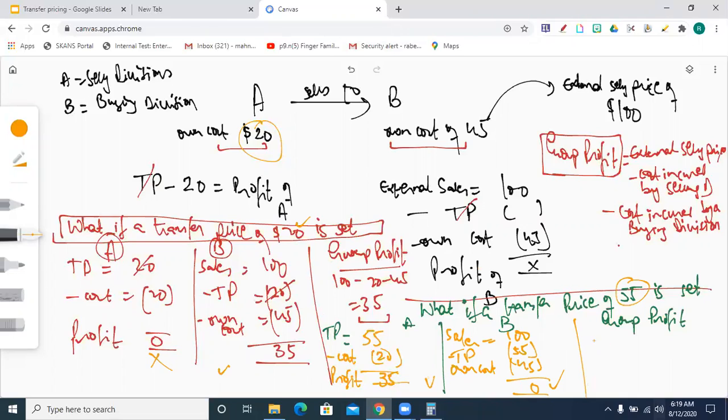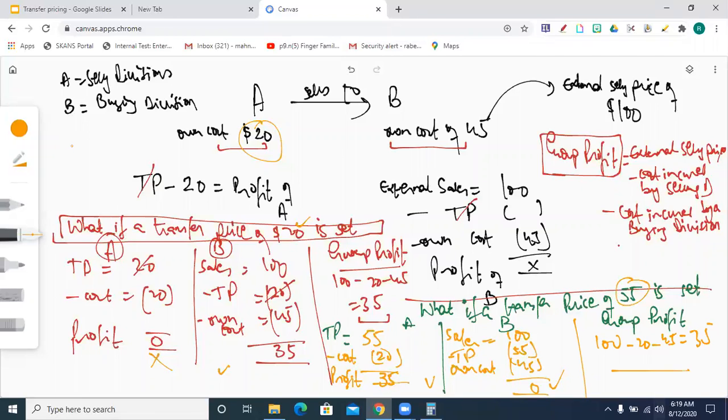Here, the group profit is the same: 100 minus cost incurred by the selling division minus cost incurred by the buying division. So it's going to be 100 minus 20 minus 45. Anyways, it's going to be 35. So transfer price doesn't affect the group profit, but it is affecting the individual profit. Here, A is not happy, and here, B is not happy. So what would be an ideal price in this scenario?